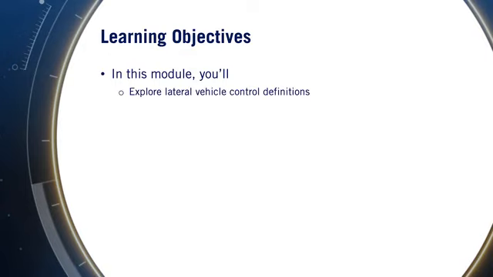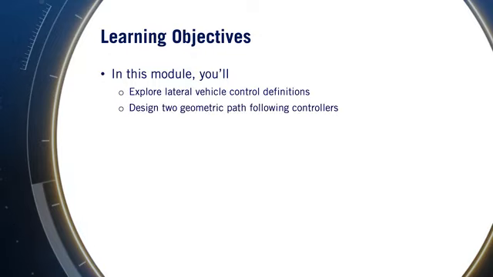In the previous module, we learned some basic longitudinal control for autonomous car control development. In this module, we will go through the lateral control. We will cover 4 lessons this week. In the first lesson, we'll see the introduction to lateral vehicle control.